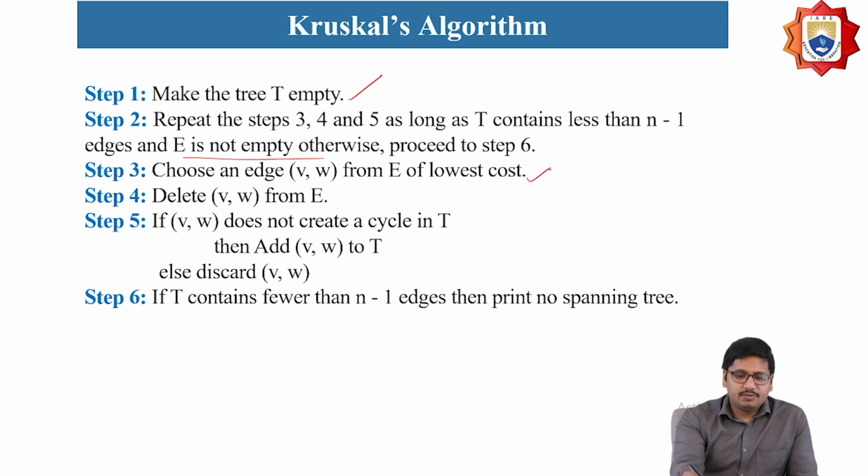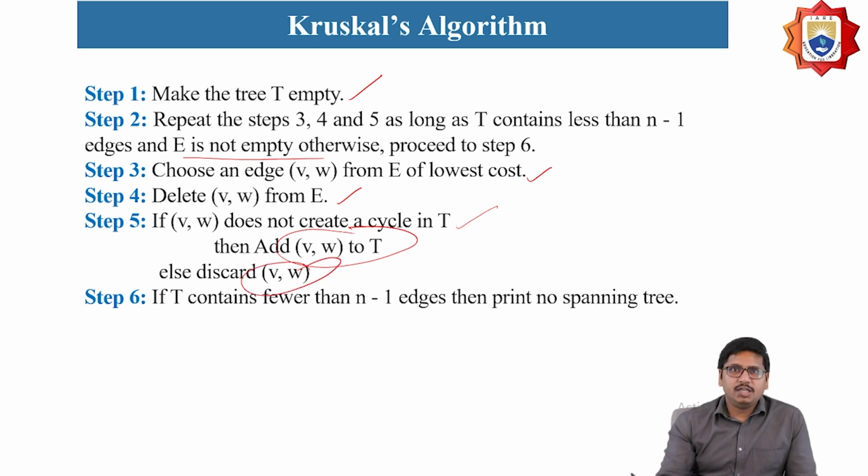So choose an edge from the edge set of the lowest cost, and then delete it from the edge set. If that edge does not create a cycle, then add it to the tree, otherwise discard the edge. If the tree contains n minus 1 edges, then you can print the spanning tree.